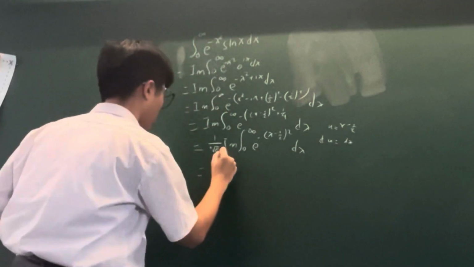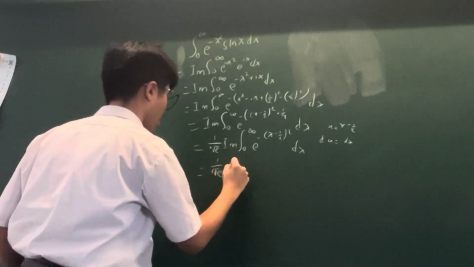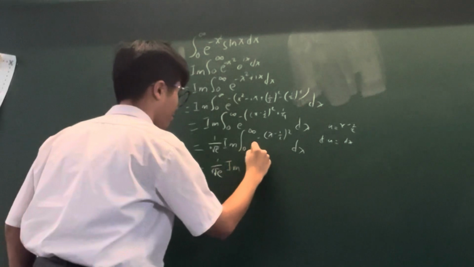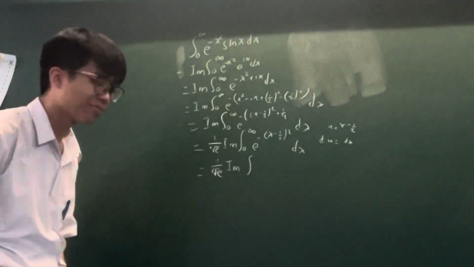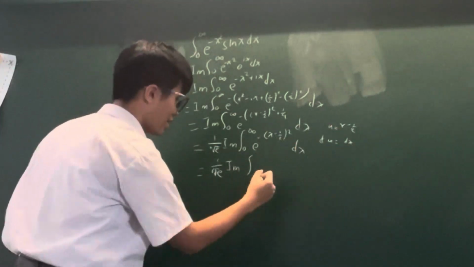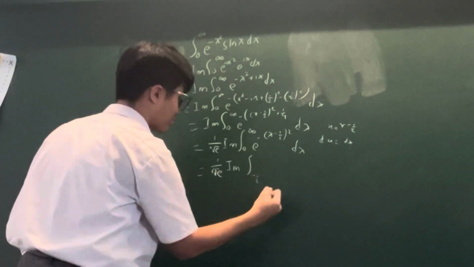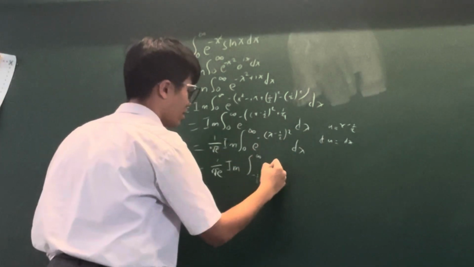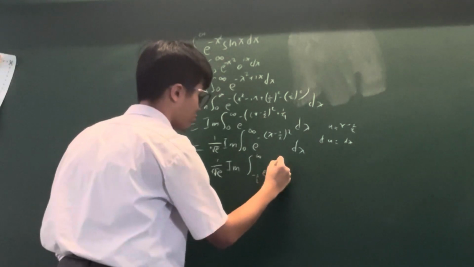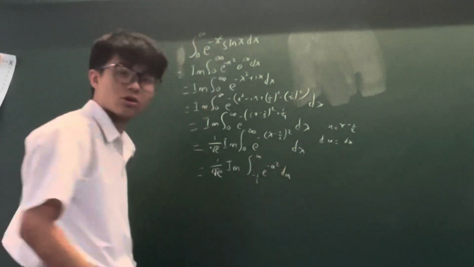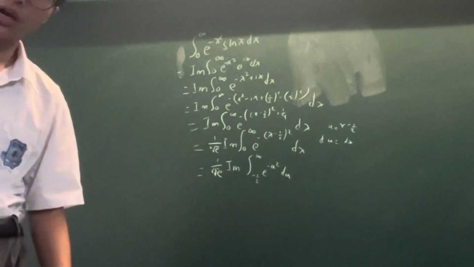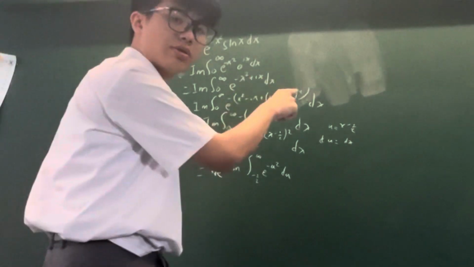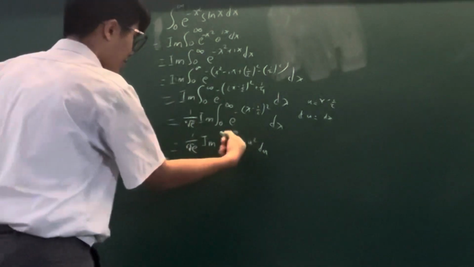So you get 1 over 4 of e times Im of, be sure, plus 0 into this, you get negative i over 2. And then plug infinity inside, you get infinity, and then e to the power of negative u squared du. But how can we deal with this though? So how do we deal with this integral?